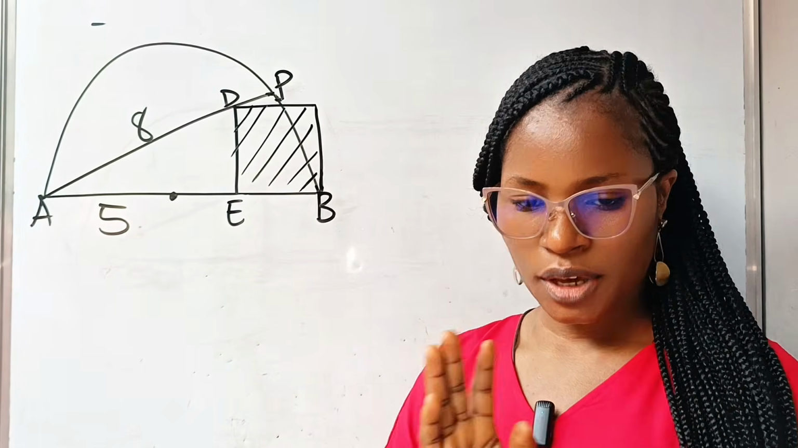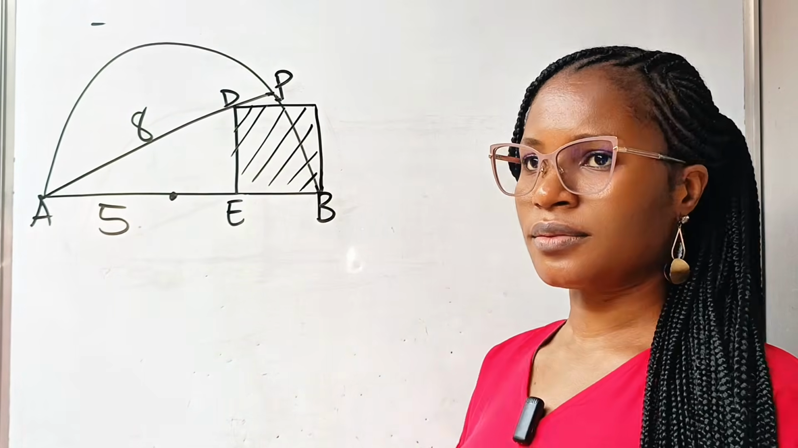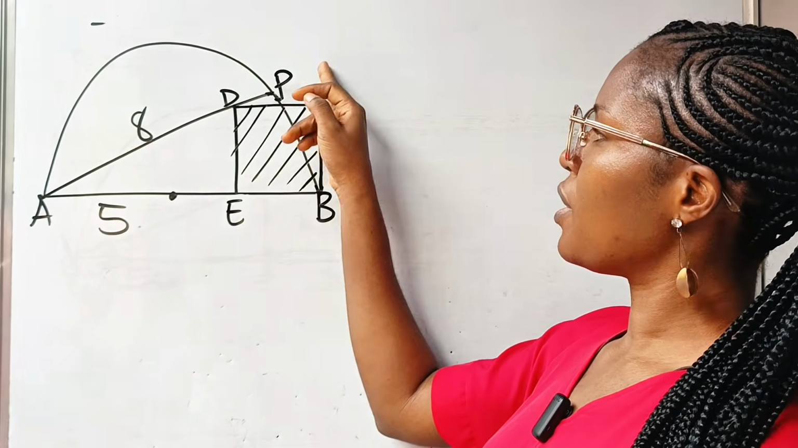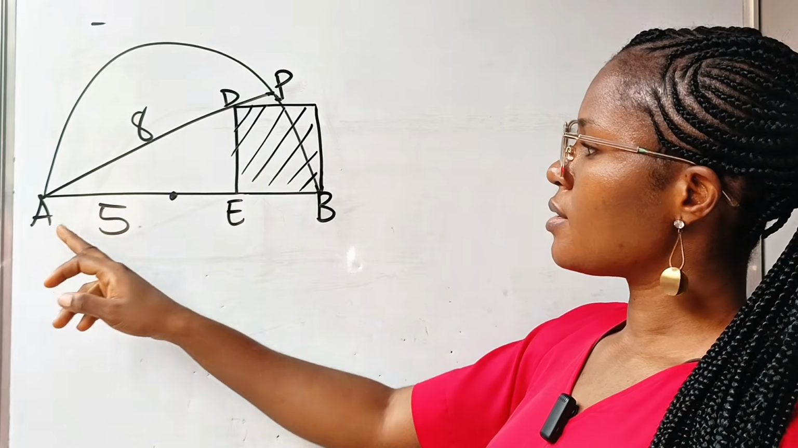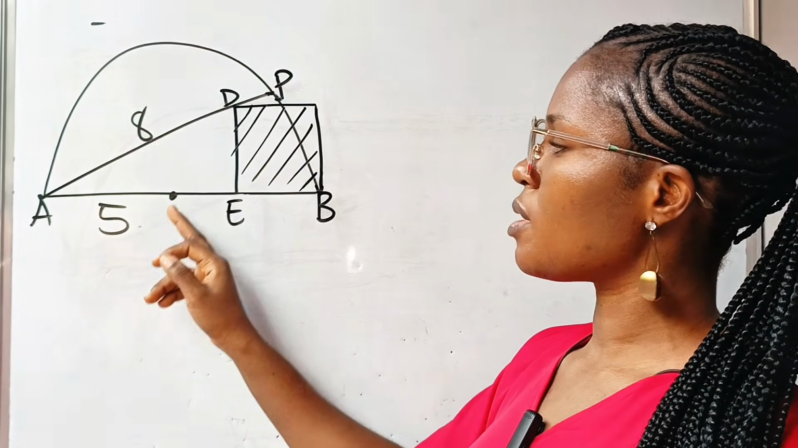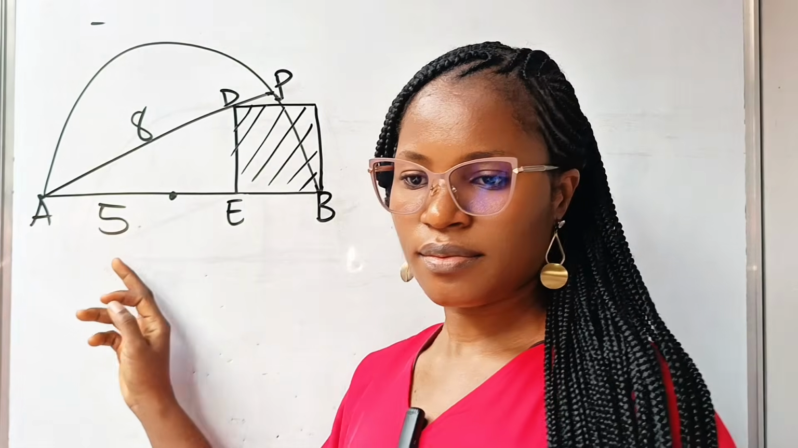Please, this is not drawn to scale. We are asked to find the area of this square if AP is 8 and A to this point, that is the radius of this semicircle, is 5.